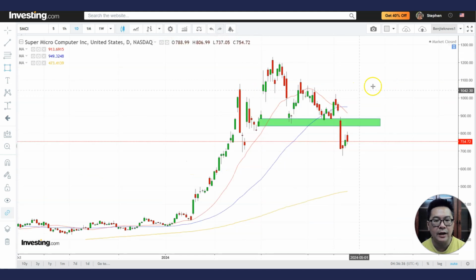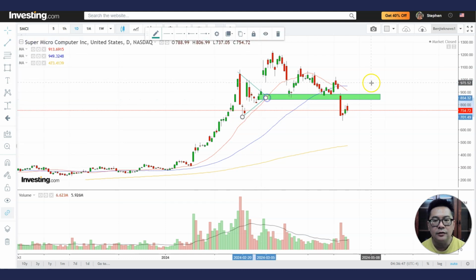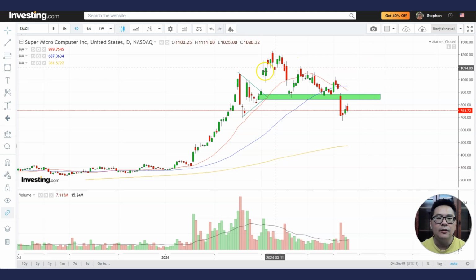This is where the apex of the triangle is. Let me just draw the triangle. Now, triangles are very important technical chart patterns because once it breaks out of a triangle, there's a possibility that it will move higher. But if it drops below the apex of the triangle, it's kind of telling you something. I am not able to go any higher. I am weak at this moment, and that is what is happening to SMCI.